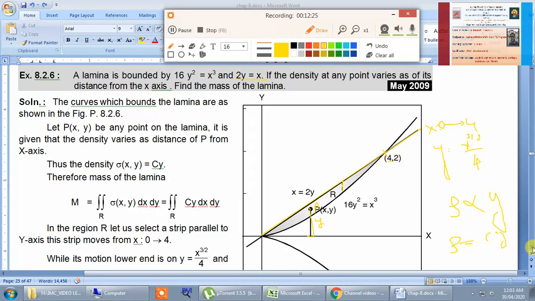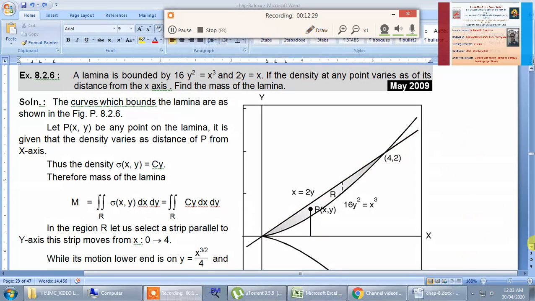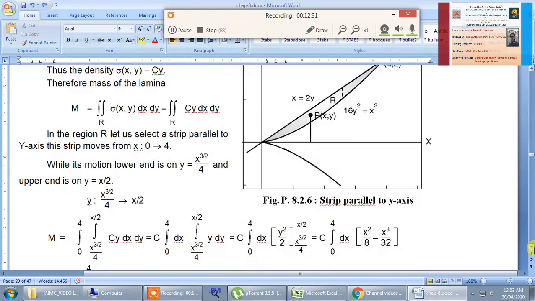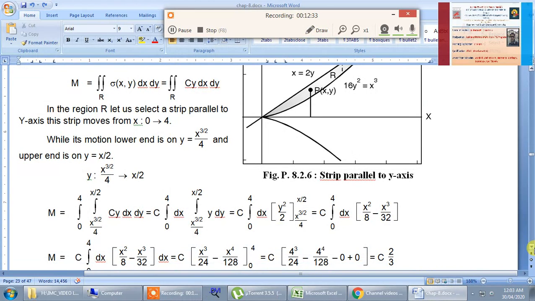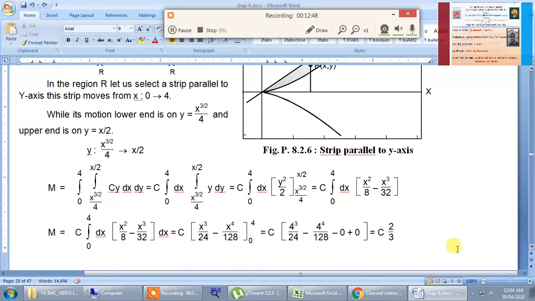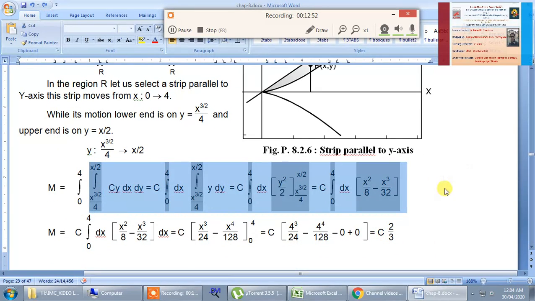Therefore your integration will become integration from 0 to 4 and integration from x raised to 3 by 2 divided by 4 to x by 2, because upper end is on y is equal to x by 2. Integrating that, we get the answer equal to c times 2 by 3. All these are algebraic integration, that's why I am not going to discuss it.